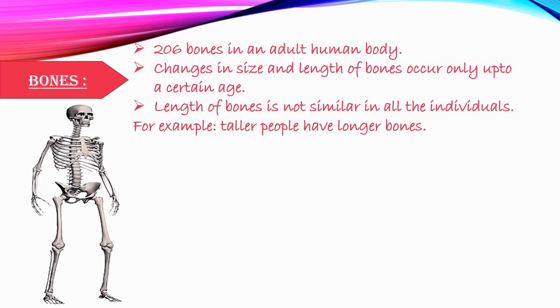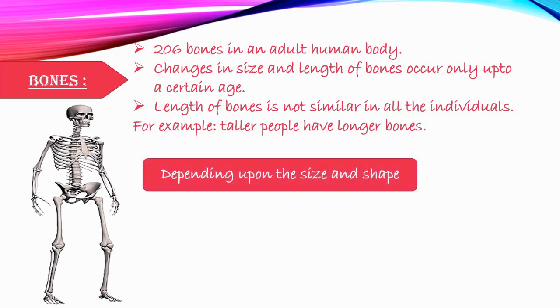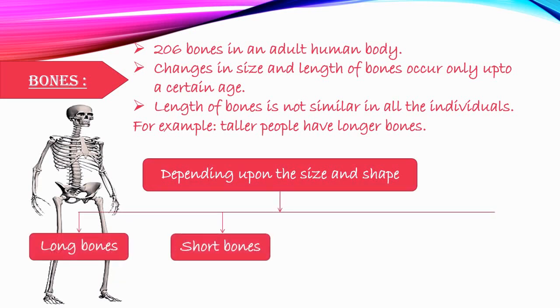There are 206 bones in an adult human body. Changes in size and length of bones occur only up to a certain age, after which it stops. However, the length and size of bones is not similar in all individuals. For example, taller people have longer bones. Now, depending upon the size and shape, bones are classified into the following four types: long bones, short bones, flat bones, and irregular bones.